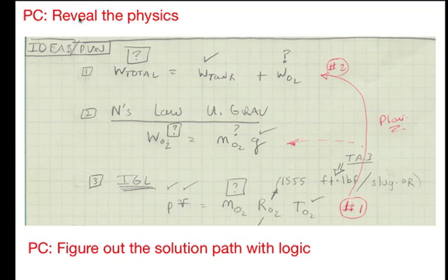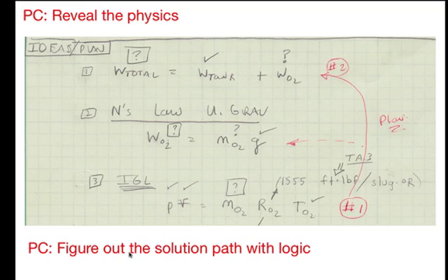So the number 1 performance criteria, this again for the whole class, is reveal the physics. And you'll notice on my solution I laid out the total weight is the weight of the tank plus the weight of the oxygen. We use Newton's law of universal gravitation. We use ideal gas law. The whole idea on revealing the physics is anyone should be able to look at your documentation and know exactly what equations and what concepts you use to solve the problem. You want to make this really super clear.